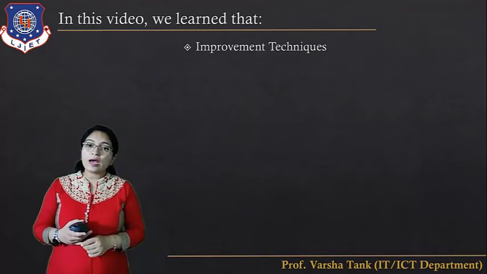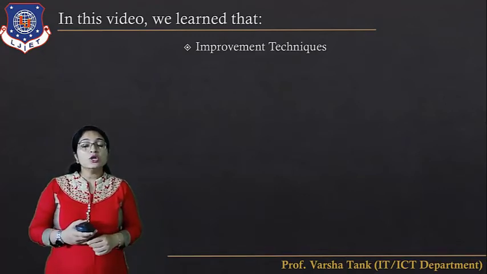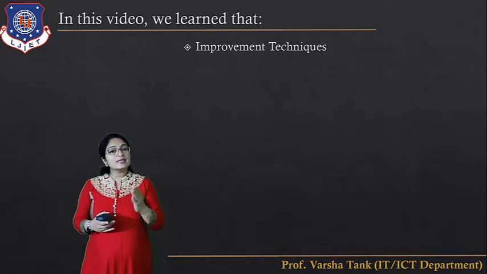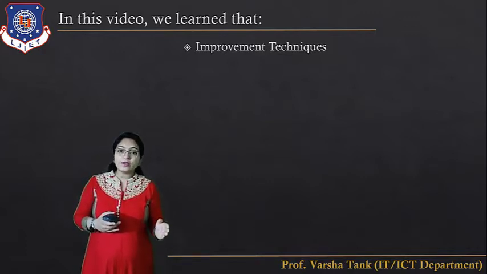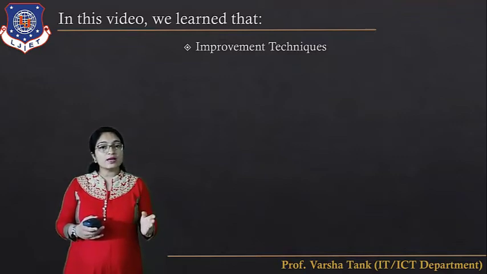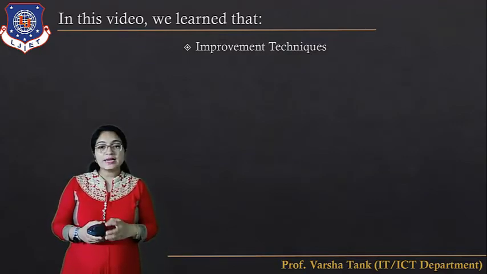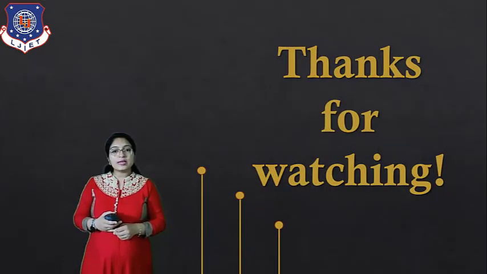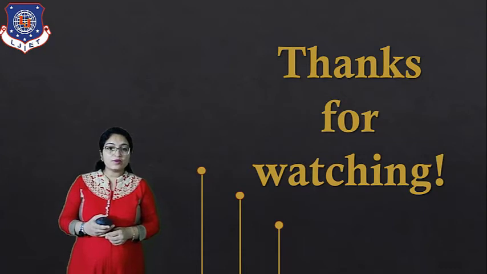So in this video, we have learned about the improvement techniques. We have learned about three different improvement techniques: cell splitting, cell sectoring, and the microcell zone concept. Each technique has its own advantages and disadvantages. So this is all about this lecture. The remaining interesting topics we will cover in the next lecture.